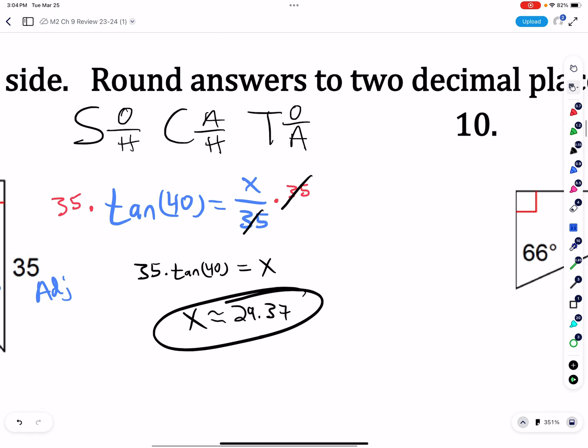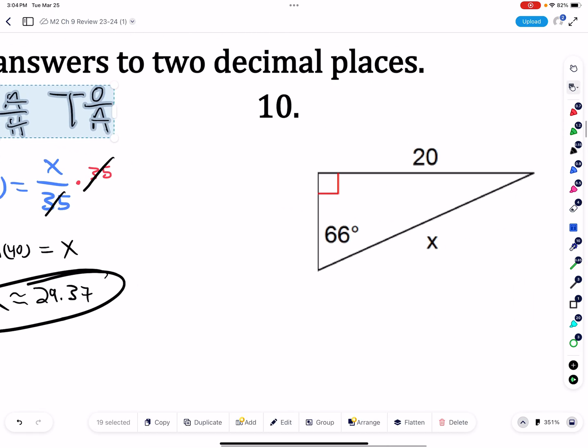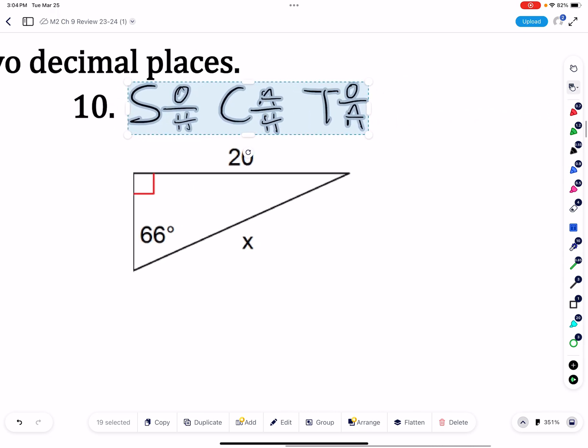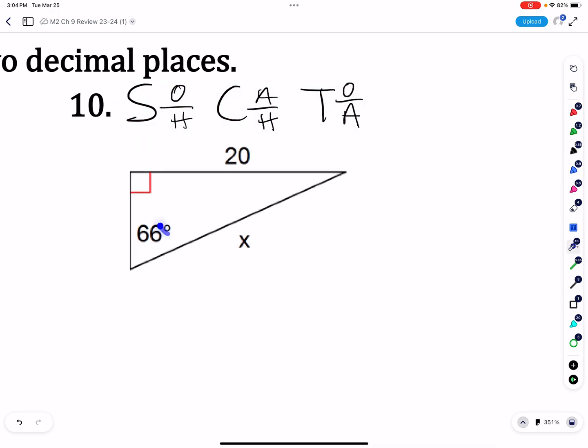Now, let's do the same thing for 10, but this one's going to be just a little bit different. Okay, so again, we identify our angles here. So now we have to label the side with the 20 and the x. Well, x is across from my 90-degree mark, so there's my hypotenuse. And 20 is the opposite side. So now I look at my trig functions. I need opposite and hypotenuse, which is going to be sine. So we say sine of 66 is equal to opposite over hypotenuse.